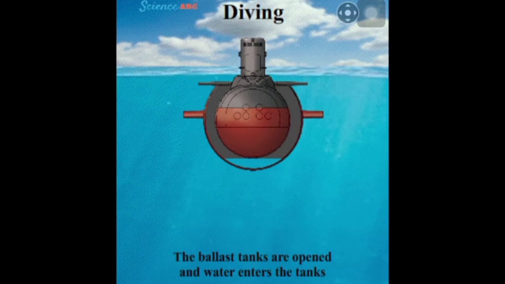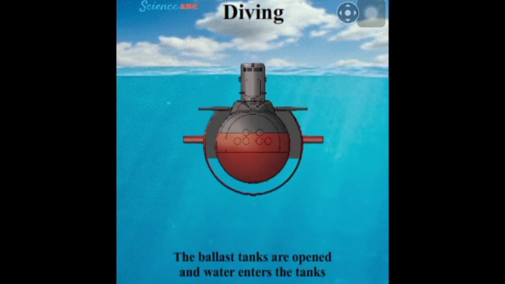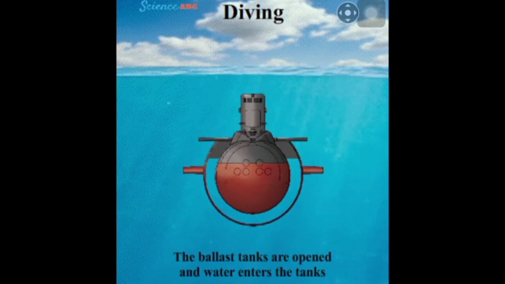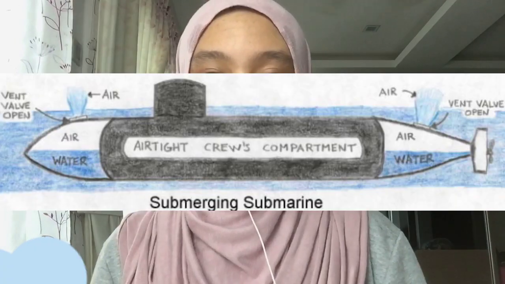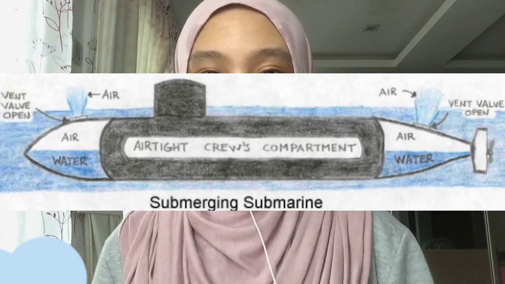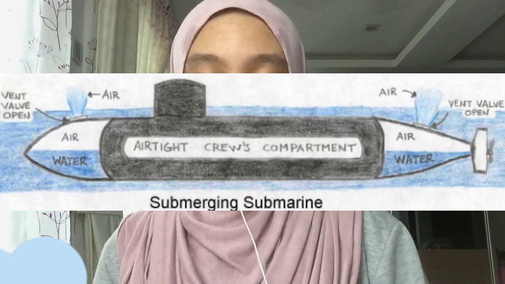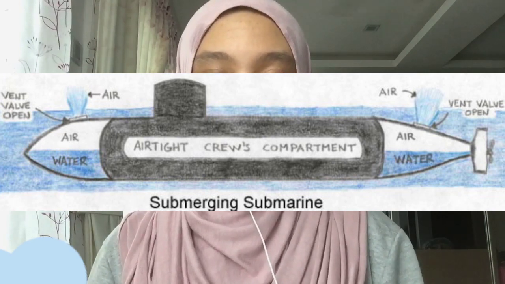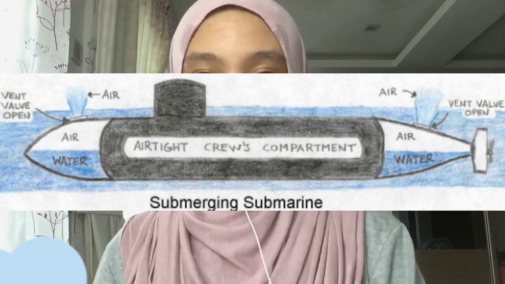So first, to sink, submarine opens the vents on top of the ballast tanks so that water is pumped into the ballast tank to increase the density and weight of the submarine. So the force will act downward. So when it sinks, the weight of the submarine is greater than its buoyant force.